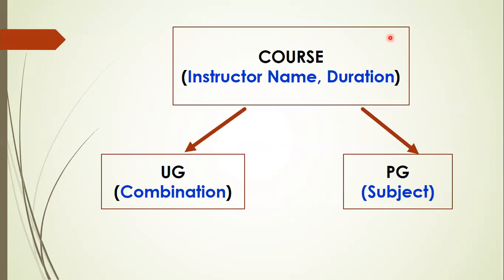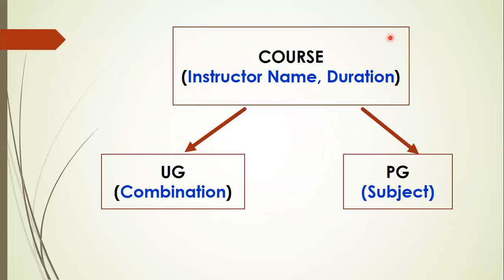See, as an example, consider a class called course. What are the basic details of the course? Instructor name and the duration of the course. For example, if it's a third semester BCA, the duration of the BCA course is 3 years, and the instructor name could be anybody, Manjunath sir, Lingana sir, Balkrishna sir, anybody.